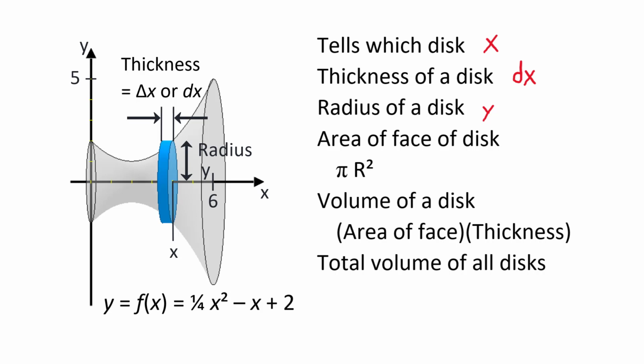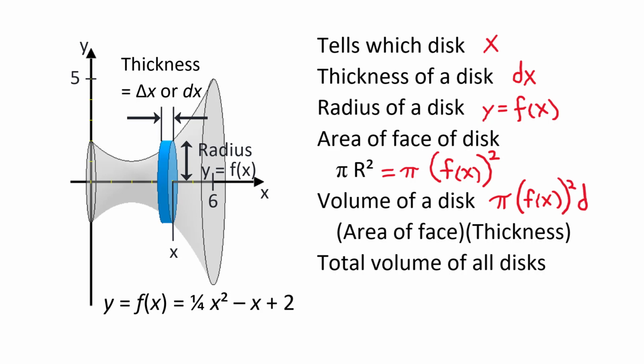Since we are integrating with respect to x, we write everything in the problem in terms of x, so we need to write y in terms of x. We use the function for the curve y equals f of x, that is, 1/4 x squared minus x plus 2. Now we have all the parts we need to assemble our integral. The radius of a disk is f of x. The area is pi r squared, so pi times f of x squared. The volume of a disk is area multiplied by thickness, so pi times f of x squared multiplied by dx.